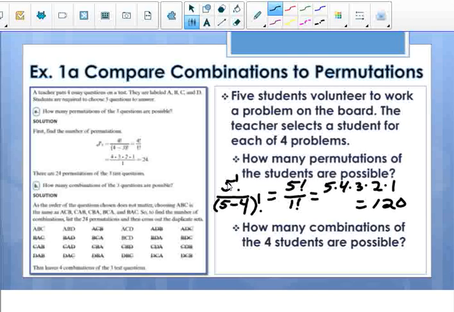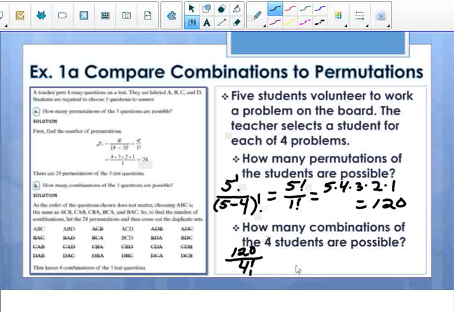Now the second part is how many combinations of the 4 students are possible. No matter whether you did the first problem or the second problem, you were still chosen as one of the group. So we have to take the permutation of the problem, which is 120, divided by the number of people the teacher's selecting. They are selecting 4, so it'd be 4 factorial. So 120 divided by 4 factorial.